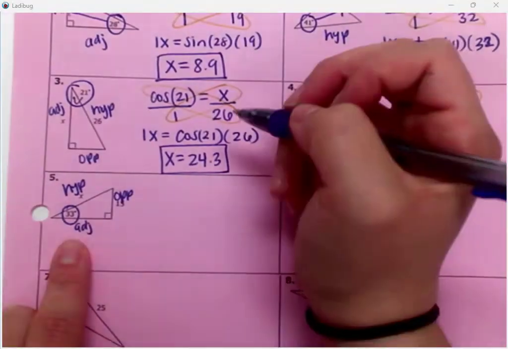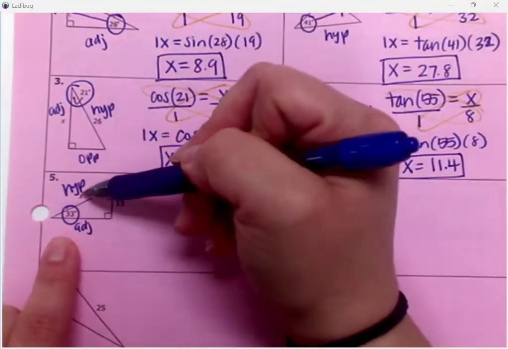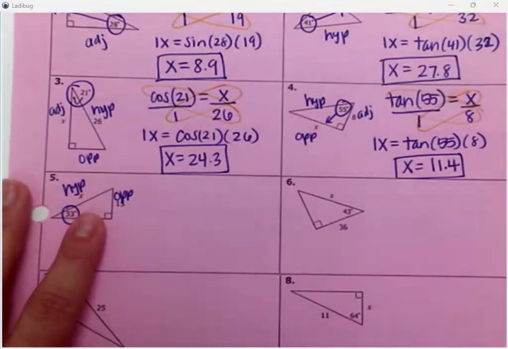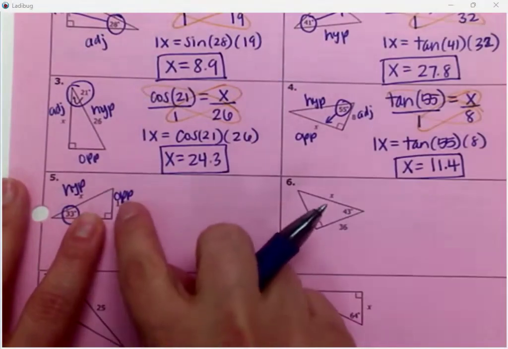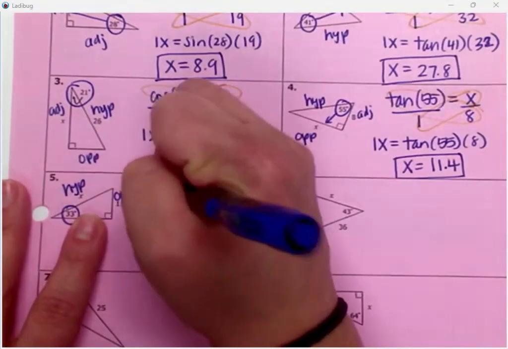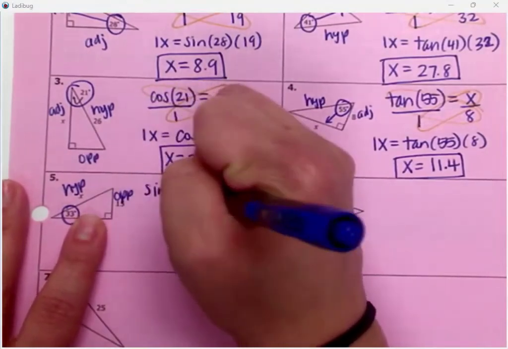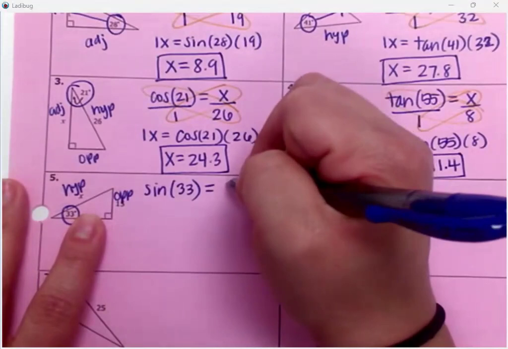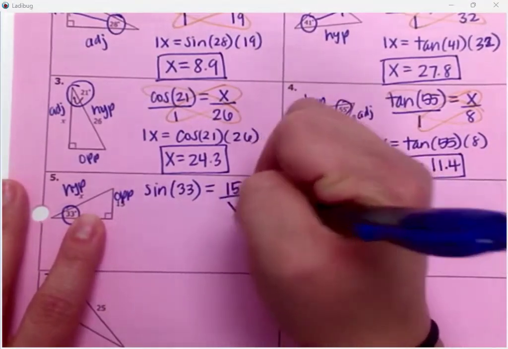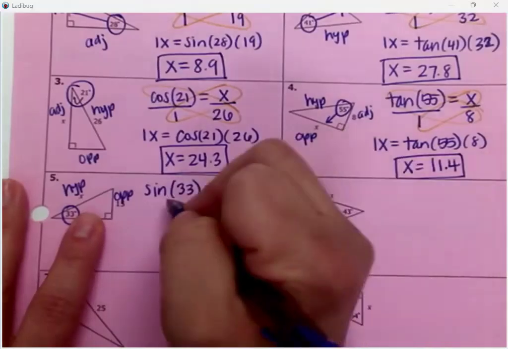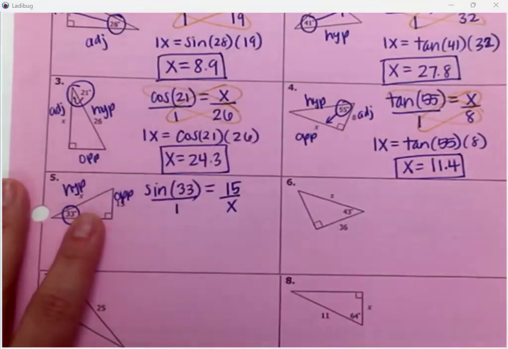Okay. So now, if I have an x over here and a 15 over here, am I dealing with sine, cosine, or tangent? Sine, because I have the opposite and I have the hypotenuse. And so I'm going to have sine of 33 equals, how do I set up this trig ratio? In this case, if it's opposite, it's 15 over x. Notice this problem looks different than the previous problems. So I'm going to set this up still over 1.